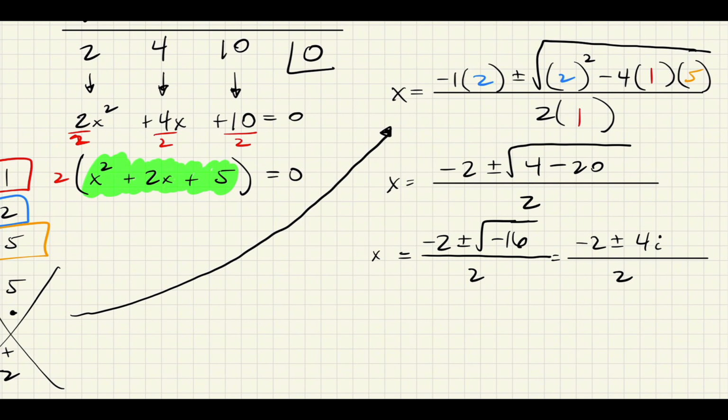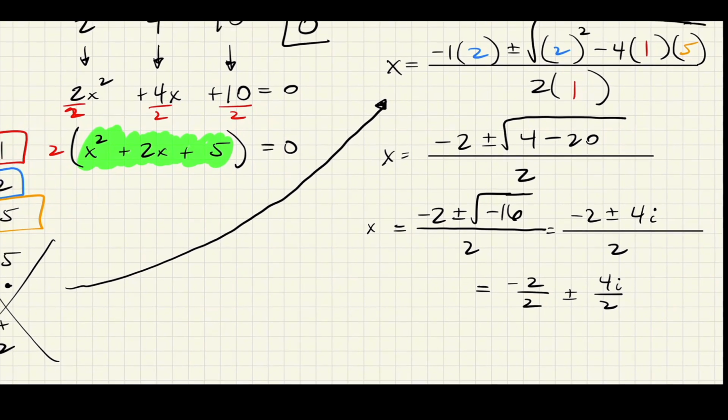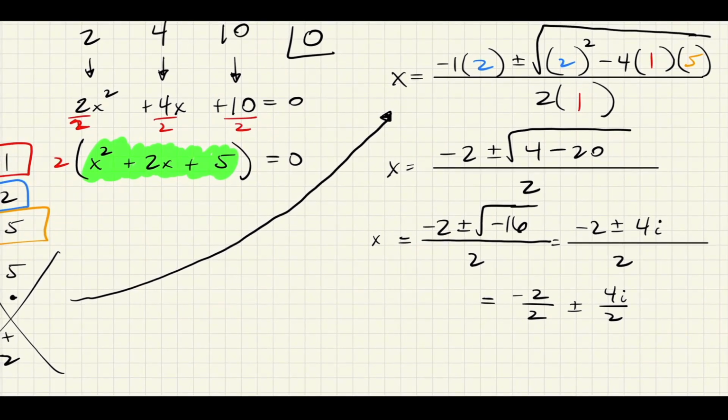On the inside, you mean? No, since it's positive, it's 4. It's 2 times itself, so +4. And then minus, so yeah. Okay. Give them each divided by 2. So we get -2 divided by 2 plus or minus 4i divided by 2. Just like you did last chapter. Divide if you can, or reduce if you can.